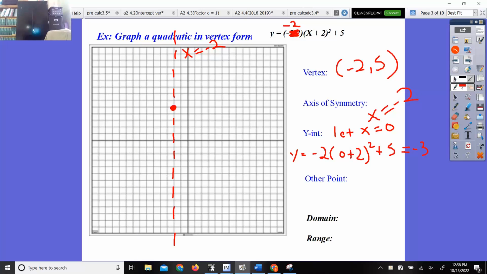So where are we at? 0, negative 3, right here. That point is 2 units to the right of the line of symmetry. What else does that mean? The other points to the left. Other points 2 units to the left. There's 3 points. That's enough to draw a parabola, right?